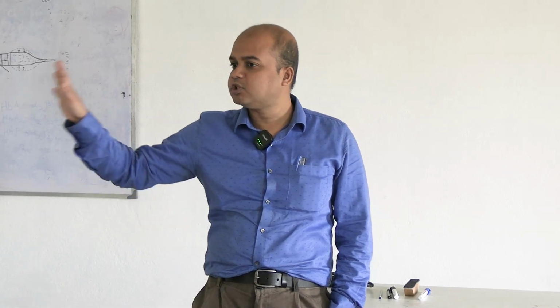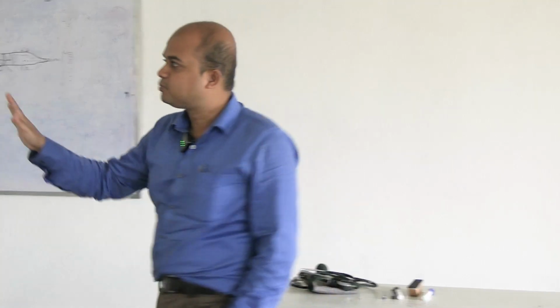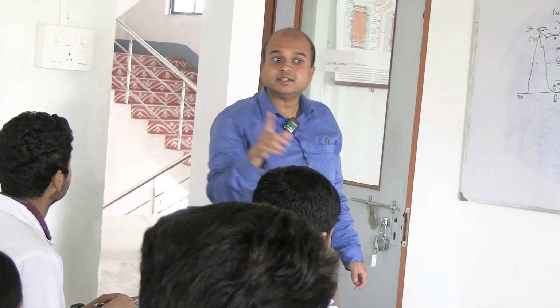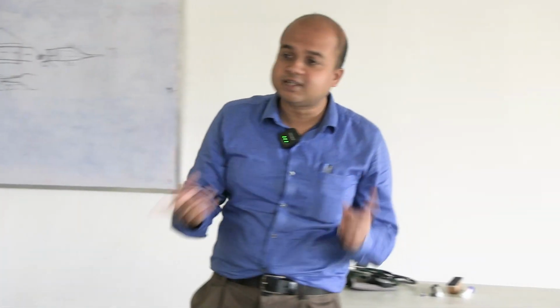If I try to push a wall like this, will I do any work? Will I be able to move the wall? So actual muscle shortening is not occurring. That is isometric exercise. So what is the change in isotonic exercise, isometric exercise?